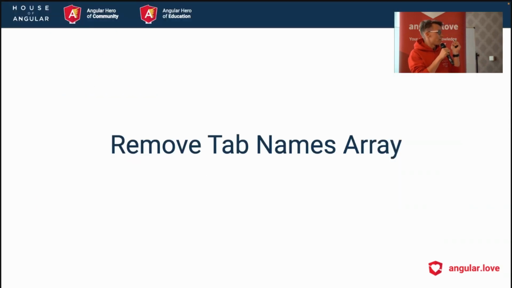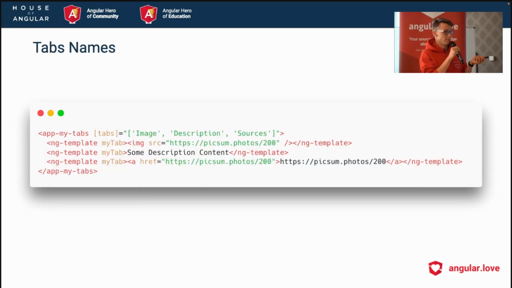So firstly, we are going to remove the tab names array. It's something that looks pretty ugly, and we didn't want to do it previously because it could cause bugs in the future, because we have to make sure that we have the same length of the names array as the amount of the ng templates passed into the component, projected into the component. So that's how we have it currently.